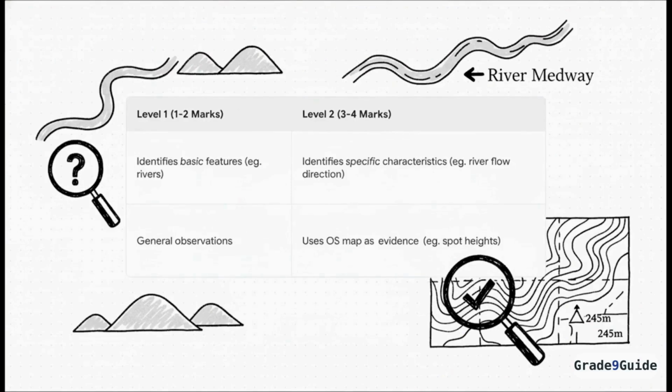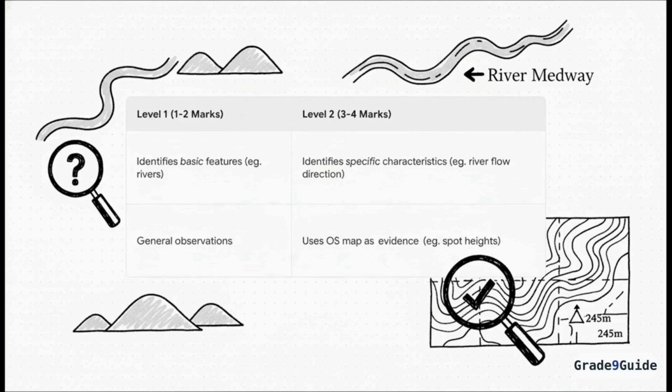And this table just lays it all out. A basic level 1 answer just points things out. There's a river. The land is high. Meh. To get to level 2, the clear answer, you have to be a detective. Use the map as your evidence. Don't just say a river.